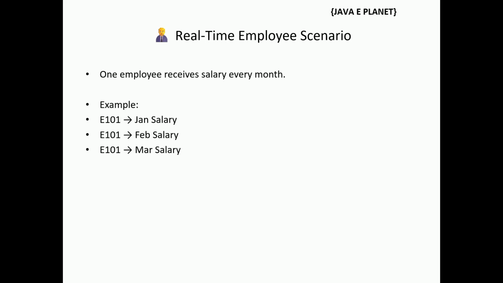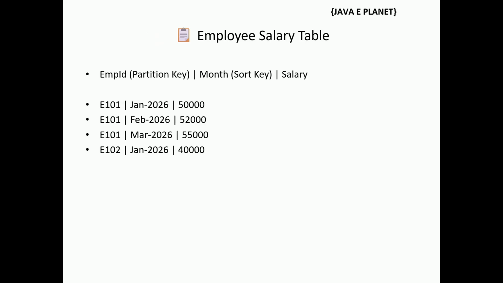See here, the real-time scenario of an employee. Let's say, for example, one employee receives a salary every month, and the employee ID is 101, with January salary, February salary, and March salary. This is the employee salary table. Here we are taking employee ID as the partition key and month as the sort key, which is optional, and also the salary. So this is the structure, or this is the data.